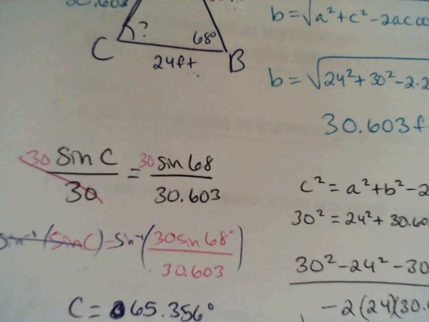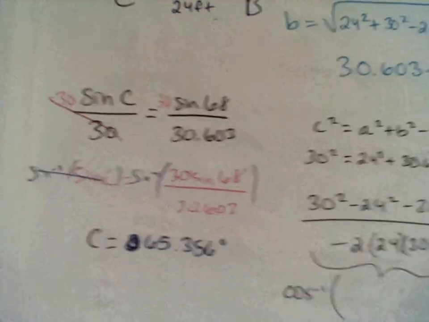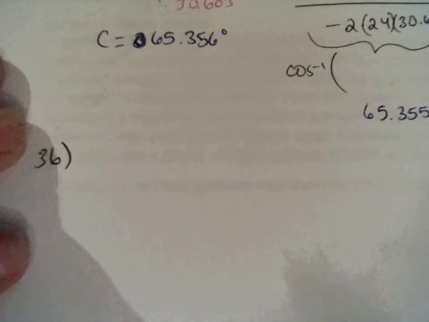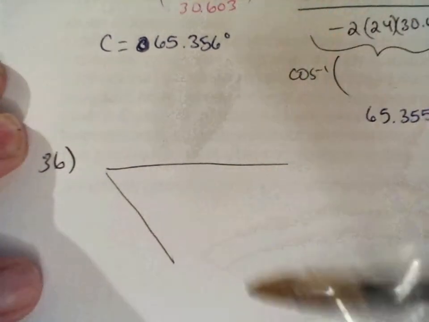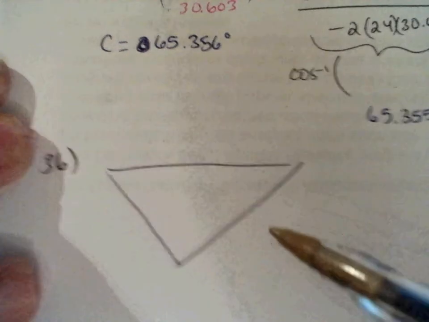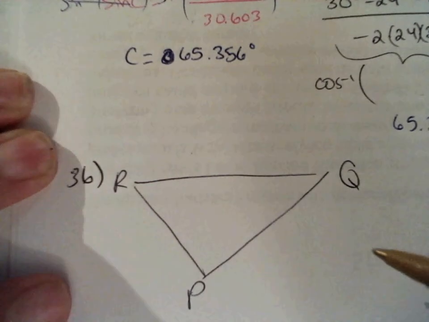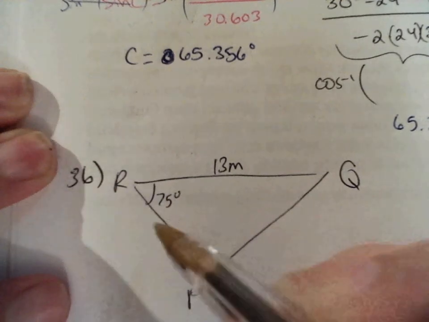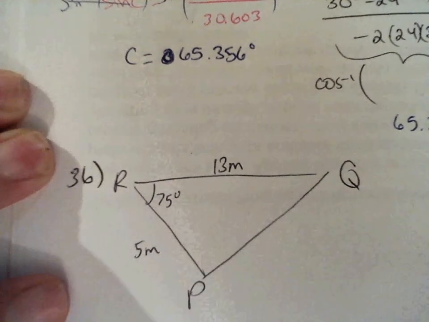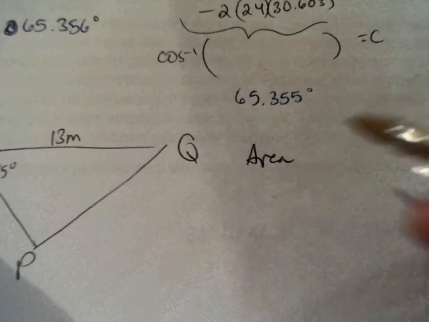Let's do 35 uses Heron's formula, and that's pretty easy. So I think what I'm going to do is I'm going to do 36. I'm going to do Heron's formula as well, but this 36 takes a little bit more work, so I'll do that for you. So I've got PRQ. I've got 13 meters. I've got 75 degrees. I've got 5 meters, and I'm supposed to find the area.